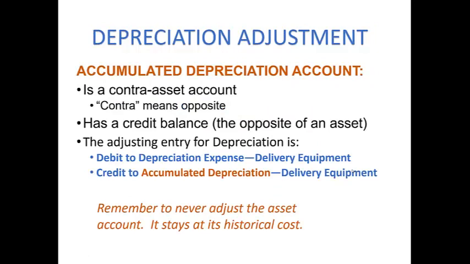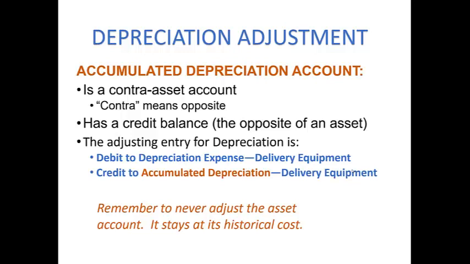Now we need to learn a little bit about a new account that we're going to need for our depreciation adjustment. It's called the accumulated depreciation account, and that's where the depreciation on a fixed asset accumulates.